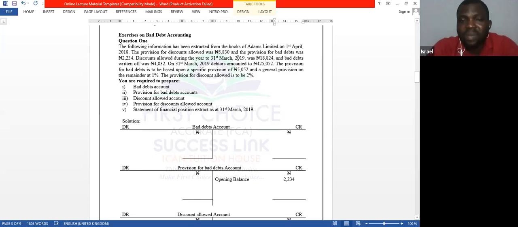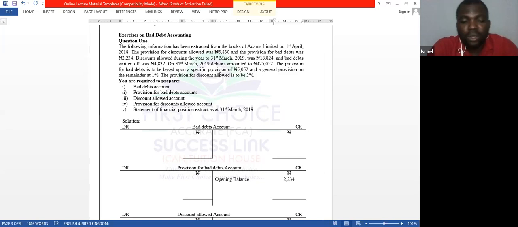It means I need to enter this information. So what did I do? What is the double entry for that? I need to know the two accounts that will be involved. The first account is the discount allowed account, and the second account is the trade receivables account. Because we are going to use it to reduce the figure that we have in our trade receivables account. So let's go on and reduce that.